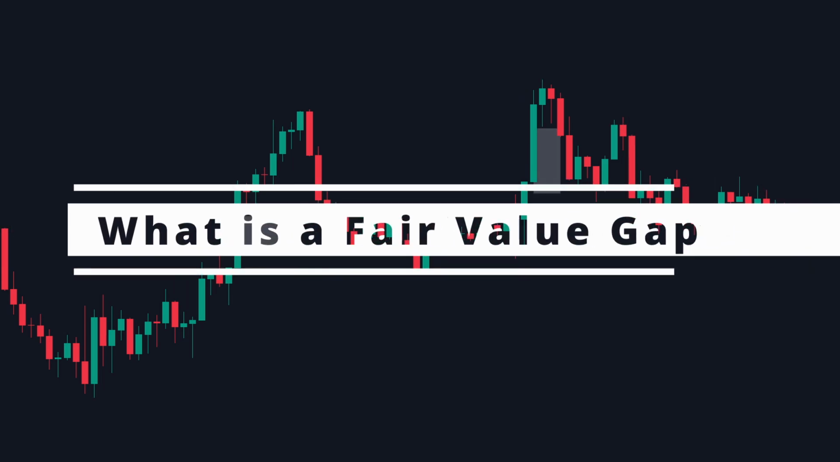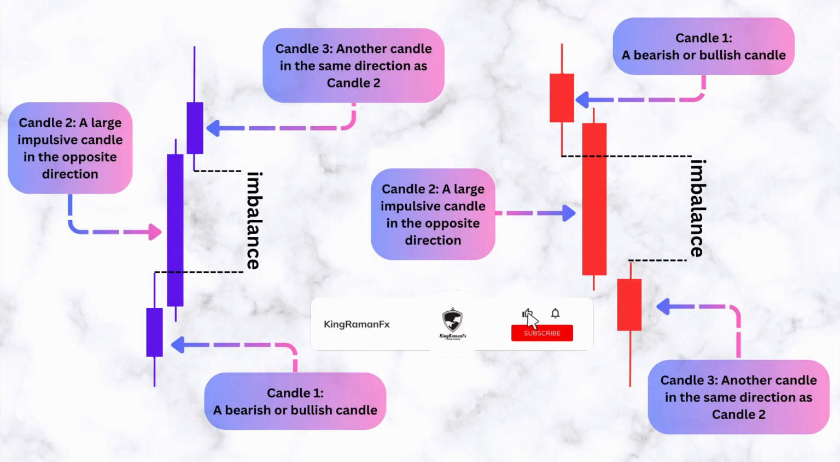What is a fair value gap? So what exactly is a fair value gap? A fair value gap, FVG, is a three-candle pattern where the middle candle creates an imbalance in price. Here's how it looks. Candle 1, a bearish or bullish candle. Candle 2, a large impulsive candle in the opposite direction. Candle 3, another candle in the same direction as candle 2. Now, compare the high of candle 1 and the low of candle 3, for a bullish move. If there is a price gap, meaning candle 2 jumped through without touching those levels, you have an FVG.